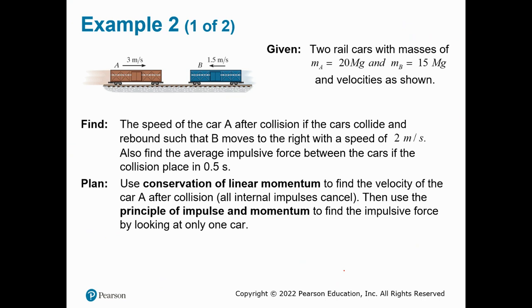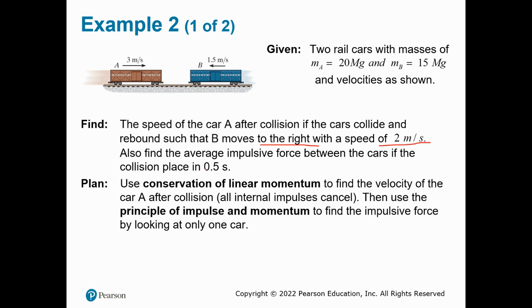Excuse me. Example number two, I have two rail cars. We know their mass, we know their velocity, they are coming into each other. So we're looking for the speed of car A after the collision, if the cars collide and rebound such that B moves to the right. In other words, B starts coming to the left at 1.5 meters per second. After they collide with each other, B moves to the right with a speed of 2 meters per second. Initially, B is to the left.